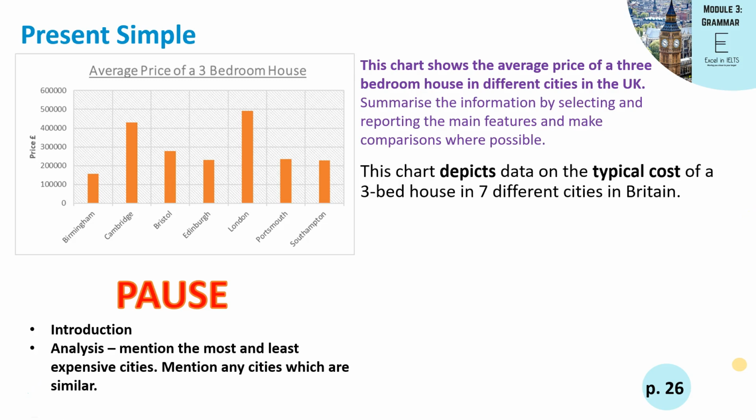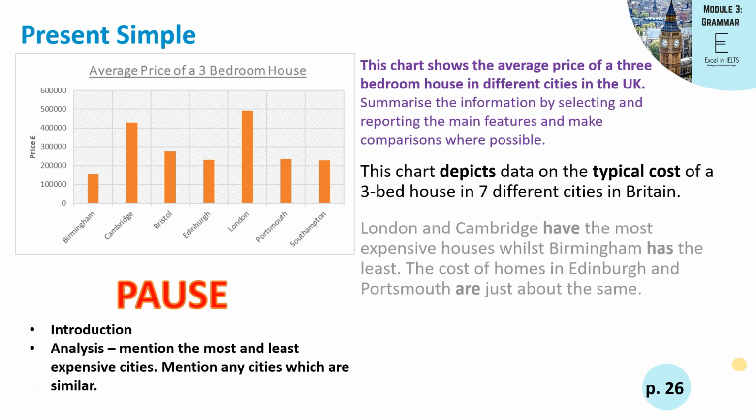So this is the introduction. This chart depicts data on the typical cost of a 3-bed house in 7 different cities in Britain. And then paragraph 1 is: London and Cambridge have the most expensive houses, whilst Birmingham has the least. So as you can see, London and Cambridge are the most expensive, and Birmingham over here is the least expensive. And then we've got: the cost of homes in Edinburgh and Portsmouth are just about the same. So here's Portsmouth and then here's Edinburgh, and they're both the same price.